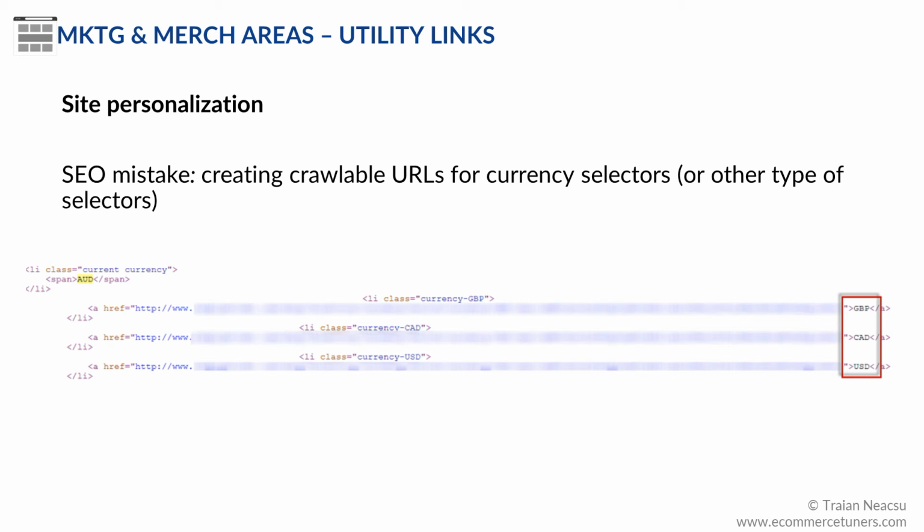One of the common SEO mistakes with site personalization links such as ship to, language, and currency is that they create crawlable URLs even if they are temporary 302 redirects. This happens because in many cases, the user selection is kept in the URL, as in this image. These crawlable URLs will create duplicate URLs for each page that has currency selectors, which is not desirable.